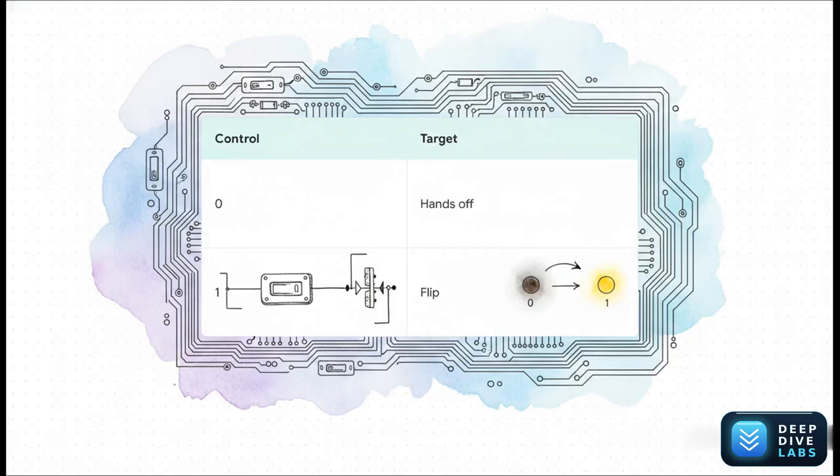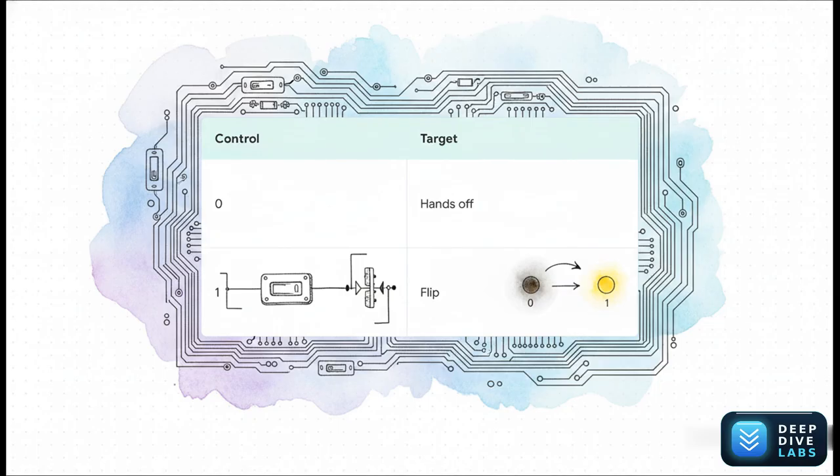Let's look at the absolute simplest rulebook for this relationship. If the control, the boss, is set to 0, the order is hands off. The target stays exactly as it was, no changes. But if the control is set to 1, the order is flip. The target flips its state. Now, NOT simply means flip: turn a 0 to a 1 or a 1 to a 0. And controlled just means that flip only happens if the controlling bit commands it to.